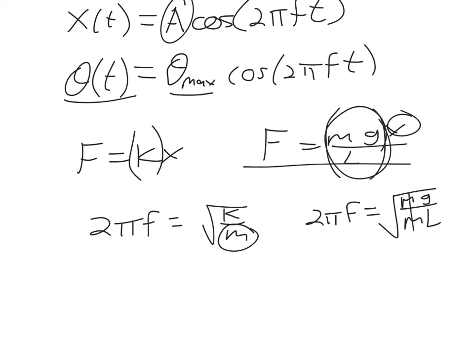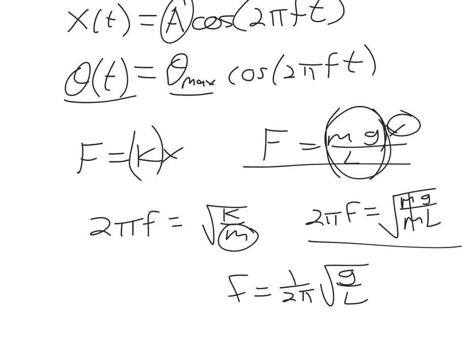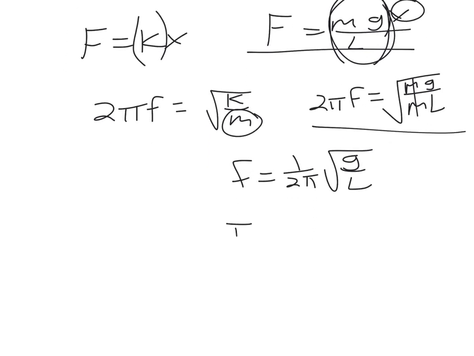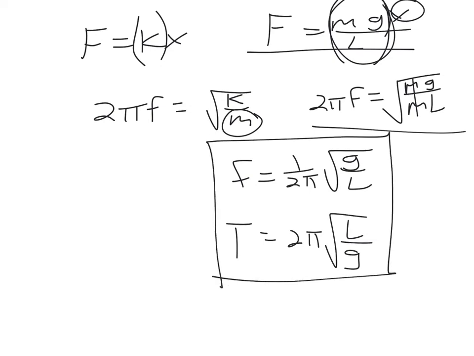That's good. So the frequency of a pendulum, if I just solve this for frequency, so for a pendulum, the frequency equation becomes 1 over 2 pi square root of g over L. And I can do my period equation, which is just the inverse of that, which is 2 pi square root of L over g. That's nice and tidy. Okay, so we have period and frequency equations for pendulums and springs.